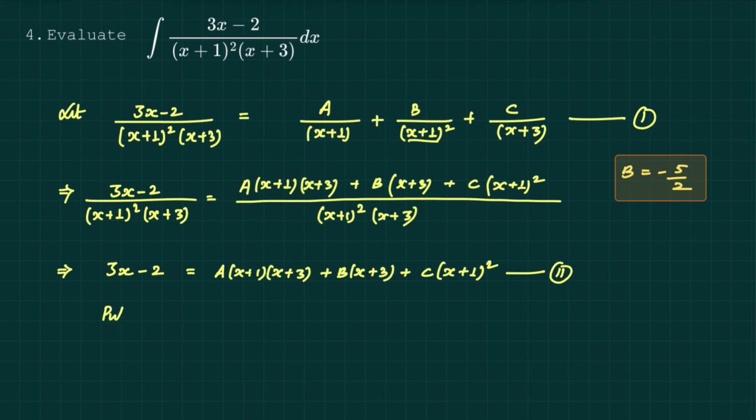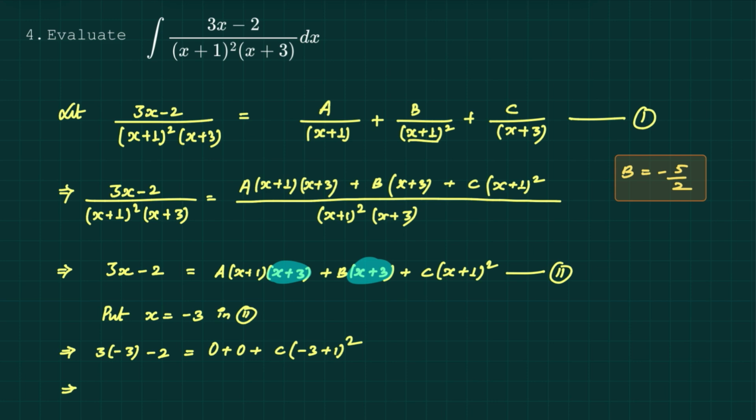Now let us put x equals to minus 3 in equation 2. So this gives 3 into minus 3 minus 2 equals to, this term will be 0 because minus 3 plus 3 will be 0, and the second term will also be 0. So we will have 0 plus c into minus 3 plus 1 whole square. So this gives minus 11 equals to 4c. So this implies c equals to minus 11 by 4.